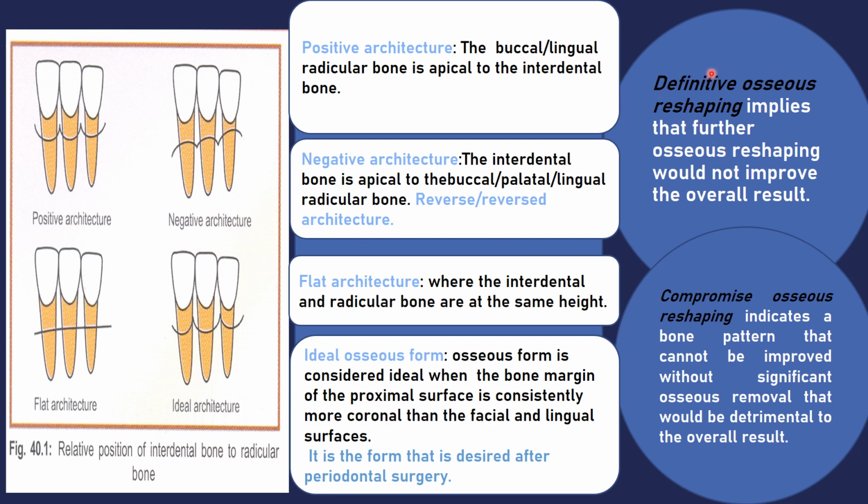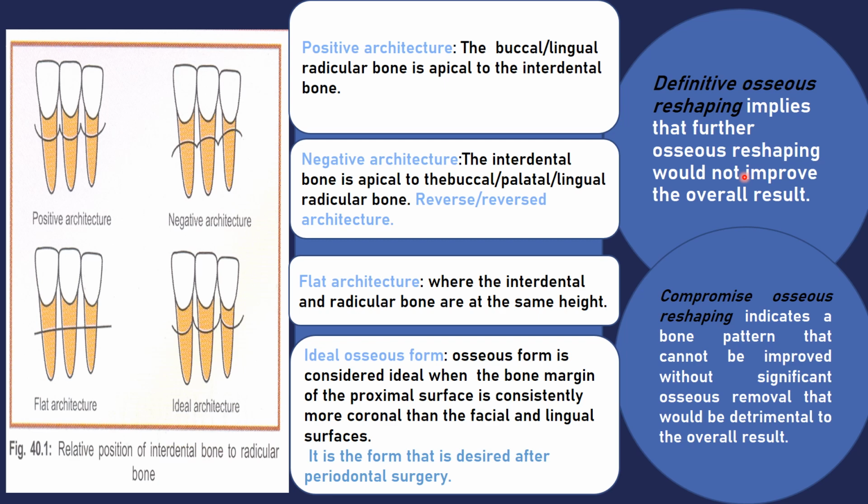I just want to tell the meaning of definitive osseous reshaping and compromised osseous reshaping; you can go through it. Definitive osseous reshaping implies that further osseous reshaping would not improve the overall result. So they have done the definitive osseous reshaping, and any further reshaping is not going to help or improve the overall result.